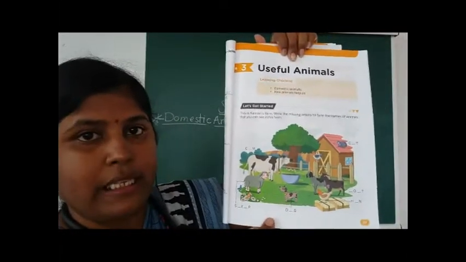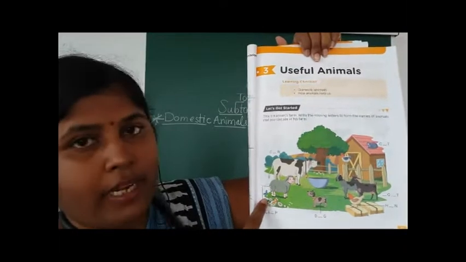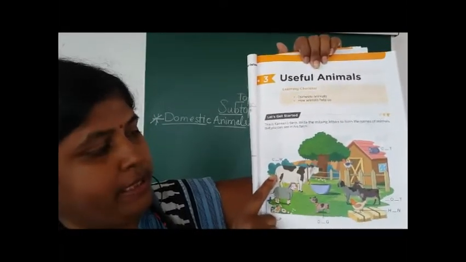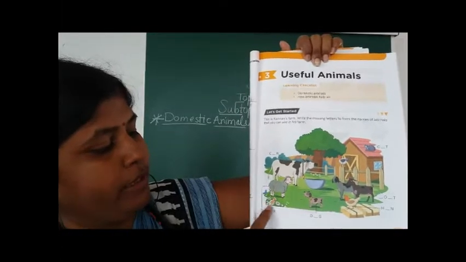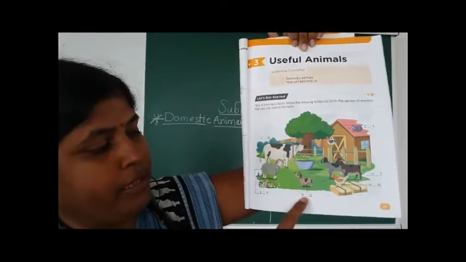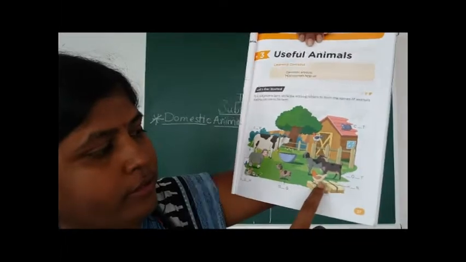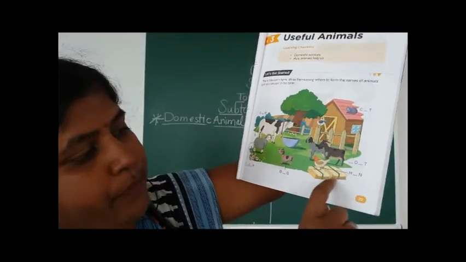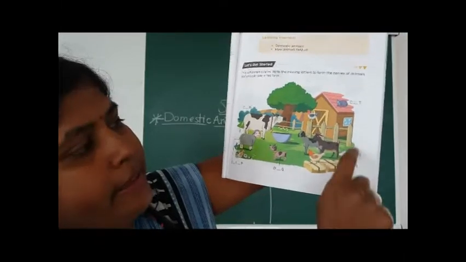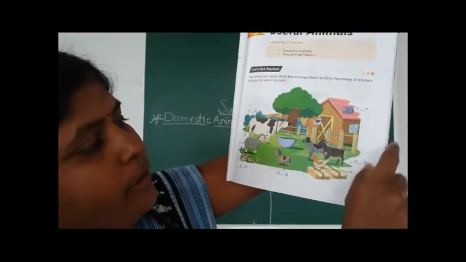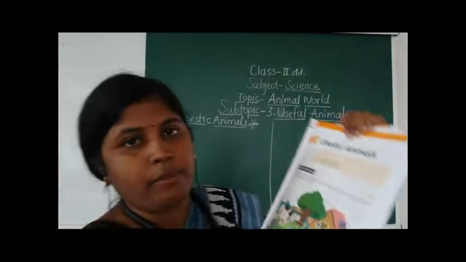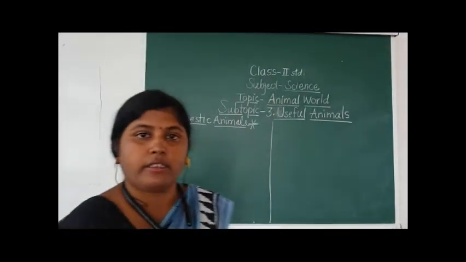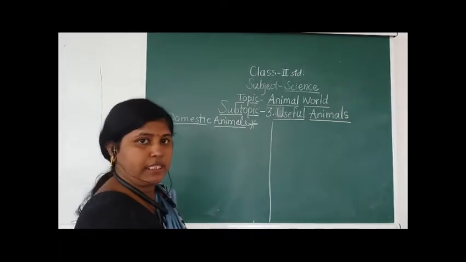So I will write the spellings on the board. First of all, I will ask you. Now see, which animal is this? Yes, it is a cow. It is a sheep. This is a dog. Now it is a goat, or these are the goats. It is a hen. Now it is a cat. So in this way, these animals are present in this picture. So let us complete the missing spelling.